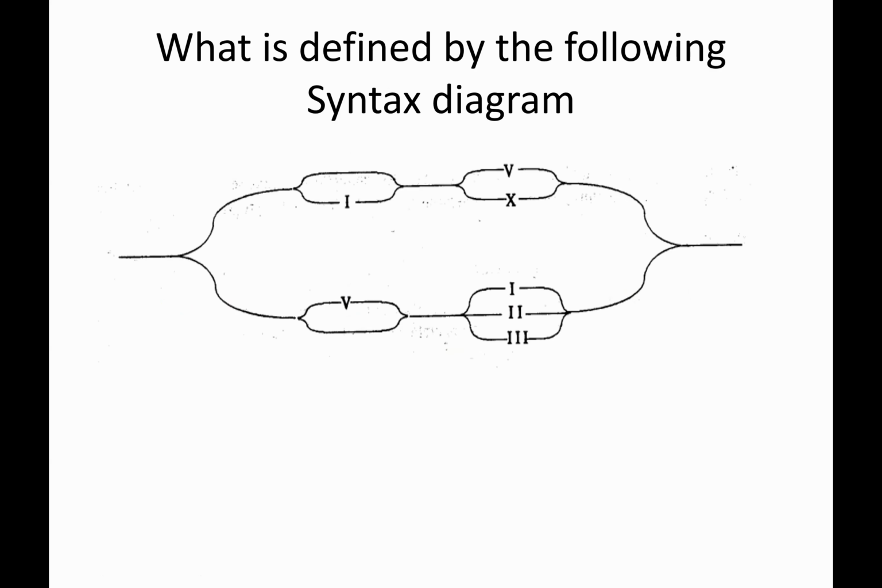Okay. Now, what is defined by this following syntax diagram? Pause the video and see if you can work that out. Well, welcome back from the pause, if you did pause it. Essentially what we have here is Roman numerals, 1 to 10. So can I have 10, which is X? Yep. Can I have 6, which is VI? Yep, I can, and so forth. All right, so that's quite a simple one to do there, isn't it?